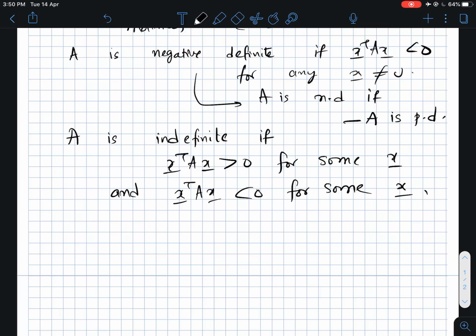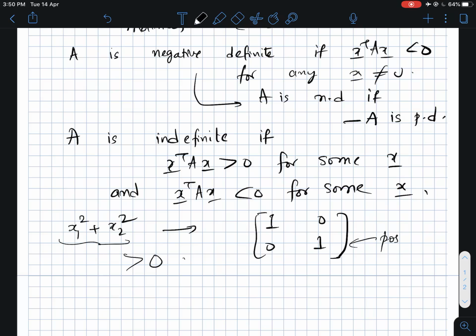Let's take an example. Since we're dealing with quadratic forms, let us consider this quadratic form in two variables, x1 square plus x2 square. This quadratic form corresponds to the identity matrix. If you write this as x transpose Ax, A will be equal to the identity matrix. By looking at it, you can easily see it is always positive. The only way to make x1 square plus x2 square 0 is to make both x1 and x2 zero, that means you make the vector x zero. Since we are excluding that, this is positive, so this matrix is positive definite.